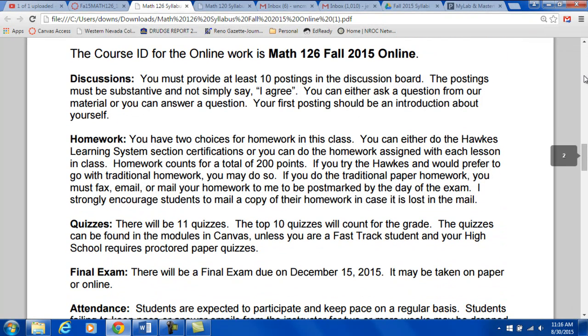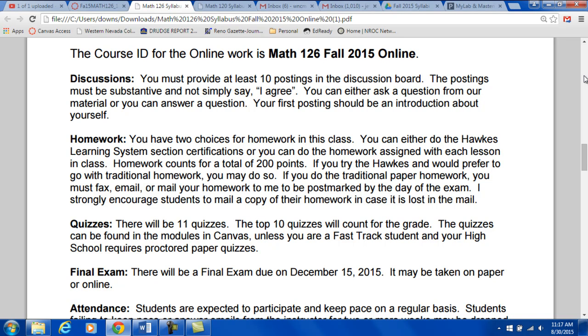Homework, you have 2 choices for the homework in this class. You can either do the Hawks Learning System section certifications, or you can do the homework assigned with each lesson in class. Homework counts for a total of 200 points. If you try the Hawks and would prefer to go with traditional homework, you may do so. If you do the traditional paperwork, you must fax, email, or mail your homework to me to be postmarked the day of the exam. I actually prefer people to scan it and upload it inside of Canvas. There's a place to upload that. It's easy for me to view it, and then I don't have extra stuff in my mailbox, and I'm not looking all over the place for it. So make sure I get the homework.